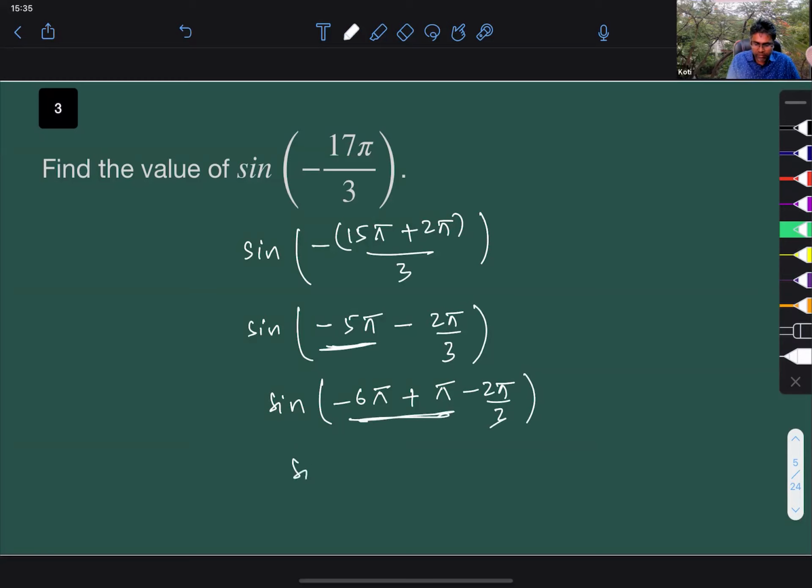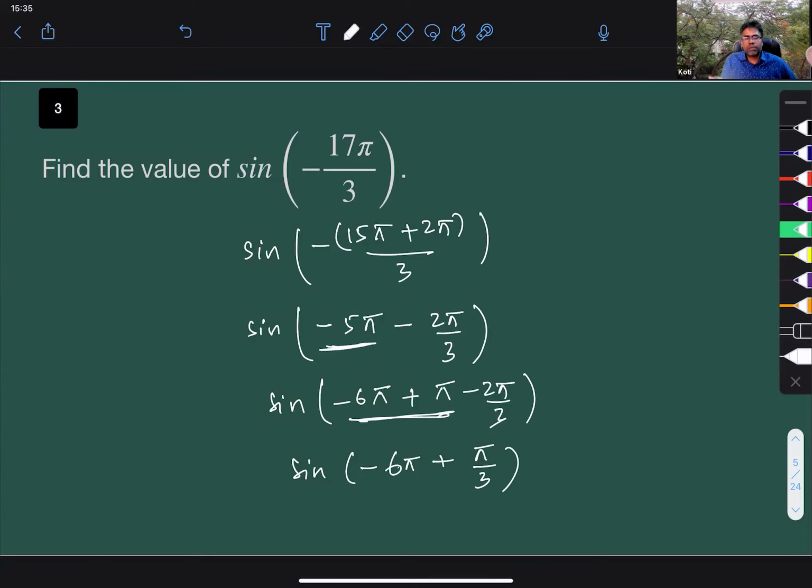Now what do I have? I have sine of minus 6 pi plus pi minus 2 pi by 3, and pi minus 2 pi by 3 will give me pi by 3. Now what is minus 6 pi telling me? I'm going in the counterclockwise direction 3 times, so I'll come back to the same position.